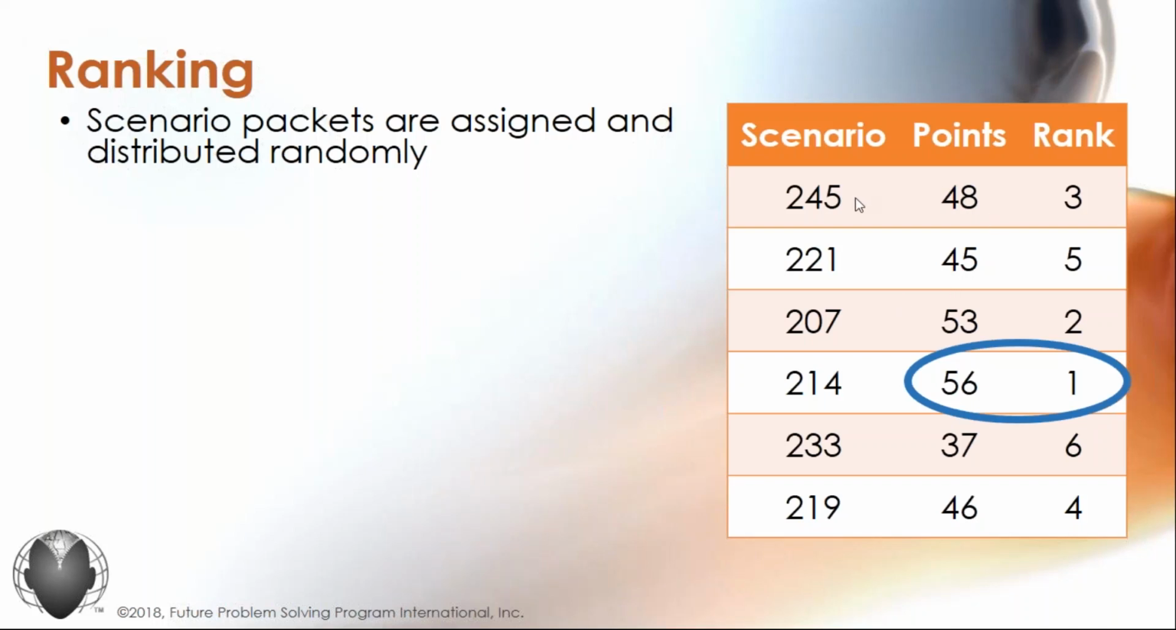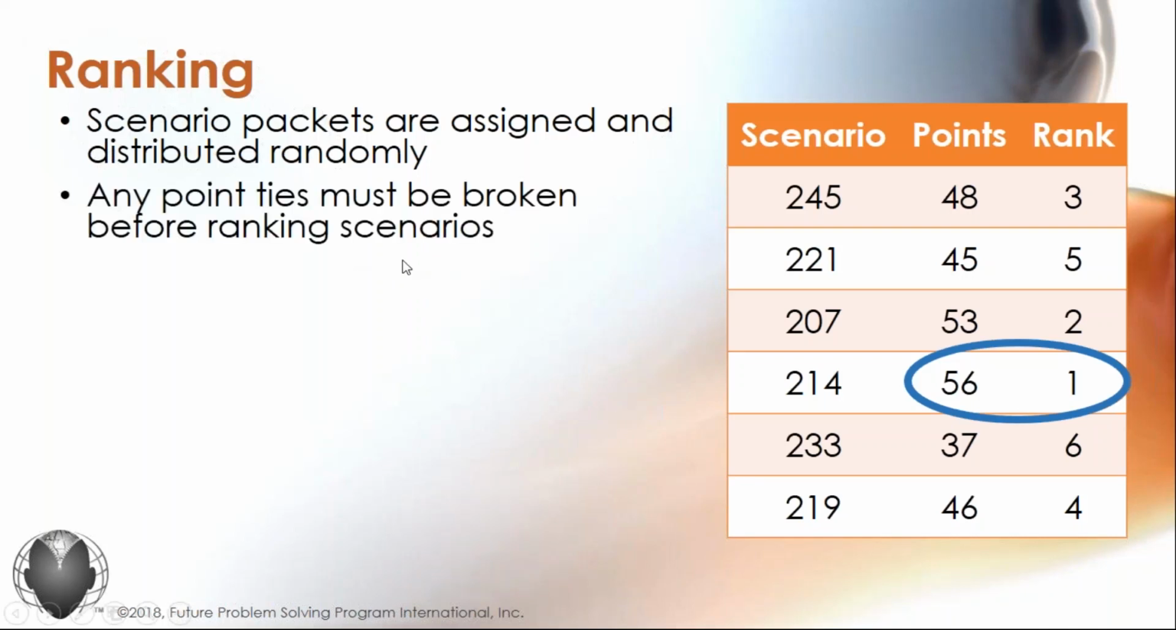Okay, so here is how we rank our packet of evaluations. And here is an example of a packet of 6 scenarios. The scenarios are coded. They are anonymous. So you'll see here in our chart that there's scenario 245, 221, and then we have our points here. And you will see that the scenario that earned 56 points was a rank of 1.